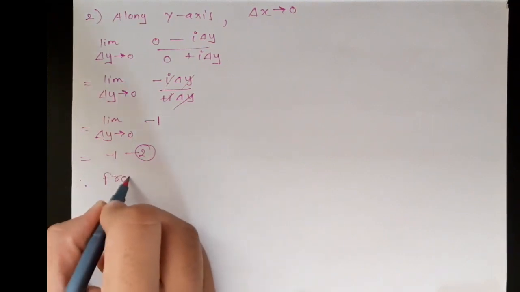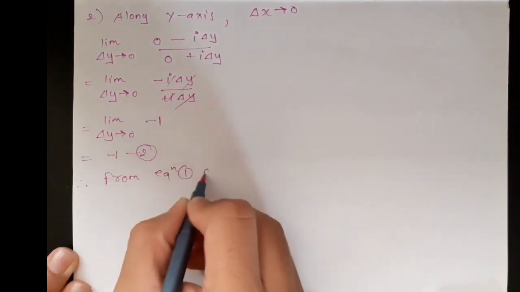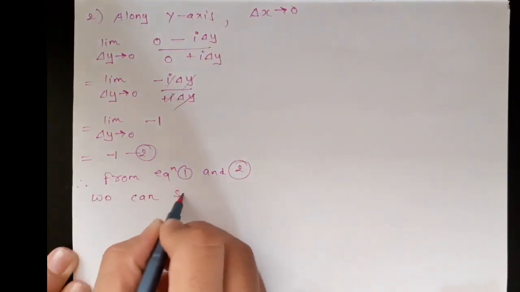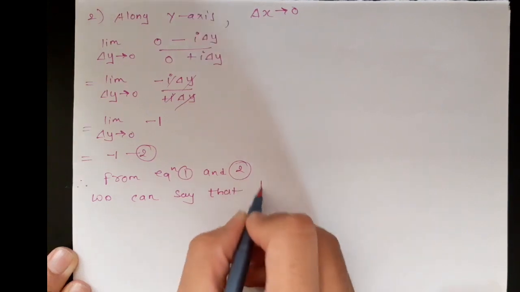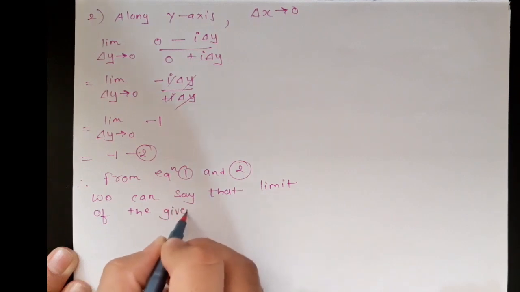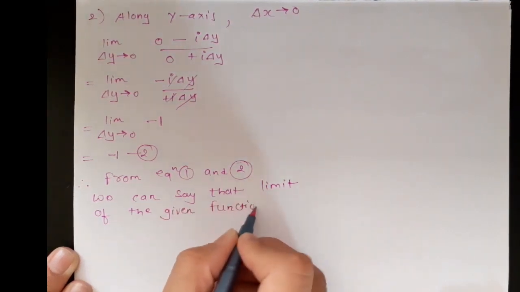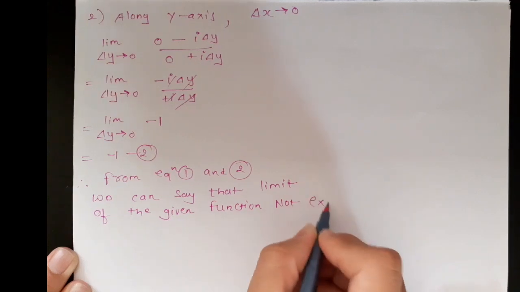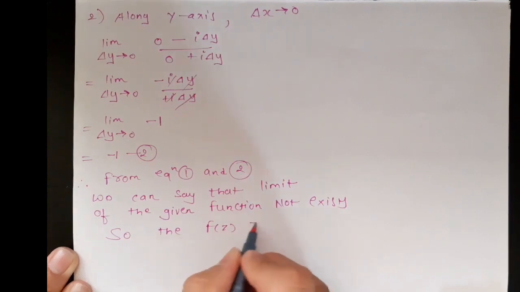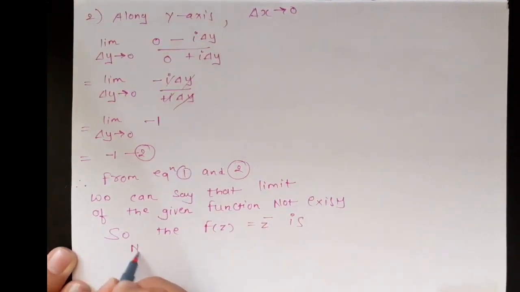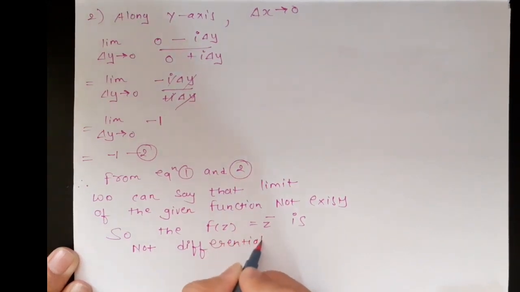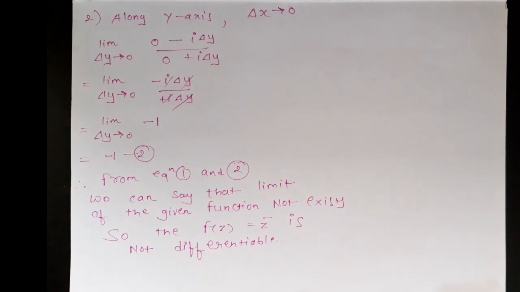Therefore from equations 1 and 2 we can say that the limit of the given function does not exist, so the function f(z) = z bar is not differentiable, hence proved.